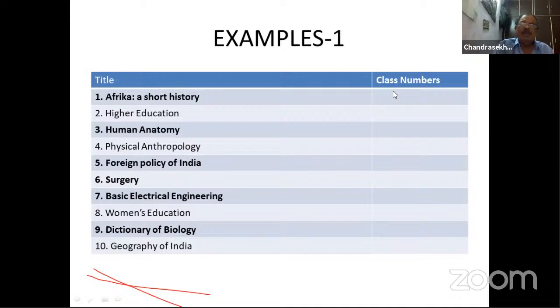371.822 is given there. In the index under women, women education as two words as a phrase, they have not given. They have given under women, there are certain subdivisions. You see alphabetically one by one: education, women education. So it's like that you have to see this. That's why this index is called relative index.